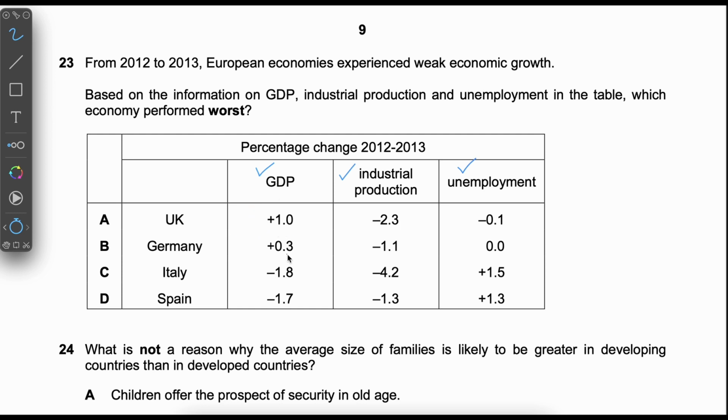So if we look through these and analyze these numbers, you can actually see that Italy has the lowest GDP change, so it's performed worst in the GDP section. It's performed worst in the industrial production section and worst in the unemployment section. So Italy's done worst out of all of these in all 3 sections. So we can clearly go to answer C.